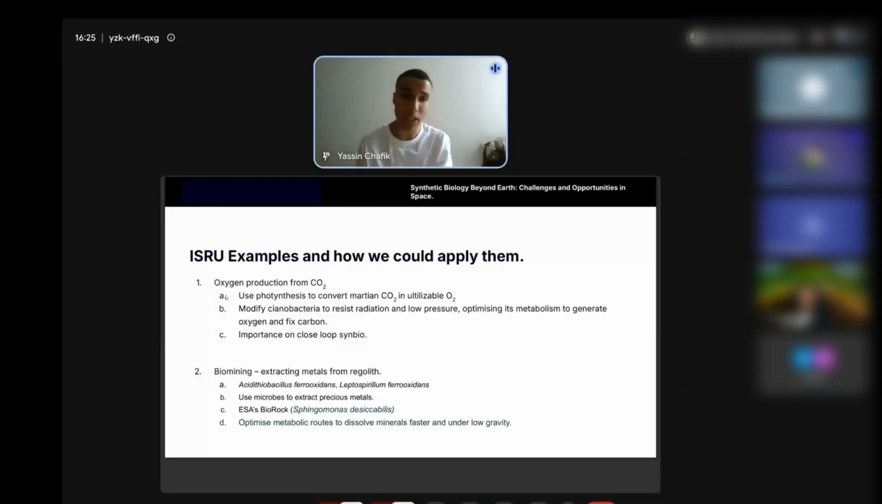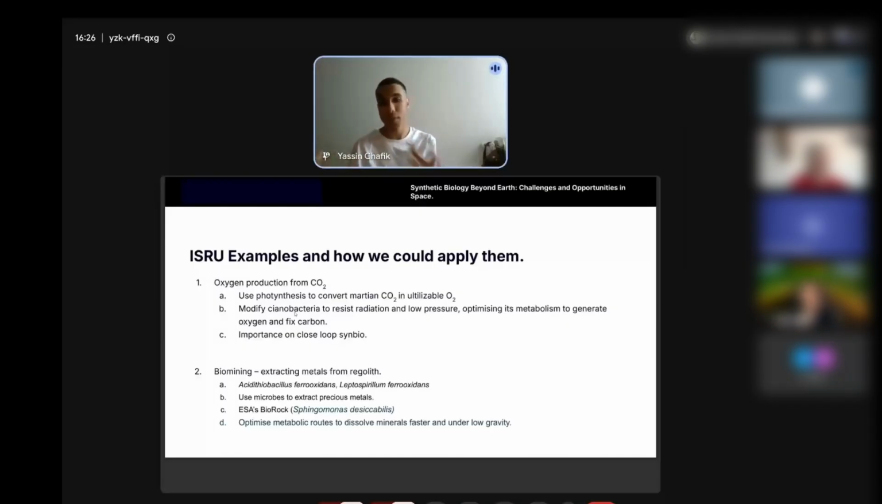So the first one is the production of oxygen using CO2. At first glance, it looks just like photosynthesis, but you have to modify that photosynthesis so it can be done in space. So the idea of this experiment that anyone can take care of is using photosynthesis to convert Martian CO2 into usable oxygen that can be breathed. It would consist of modifying cyanobacteria to resist radiation and low pressure, optimizing its metabolism.